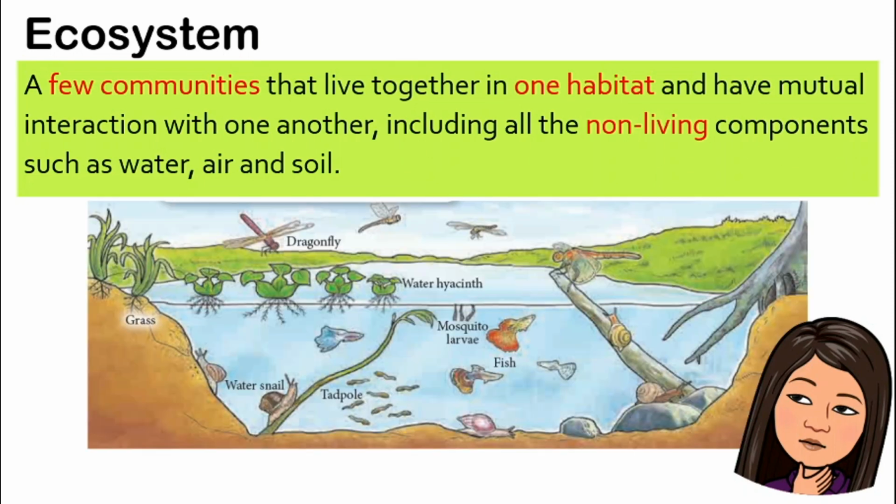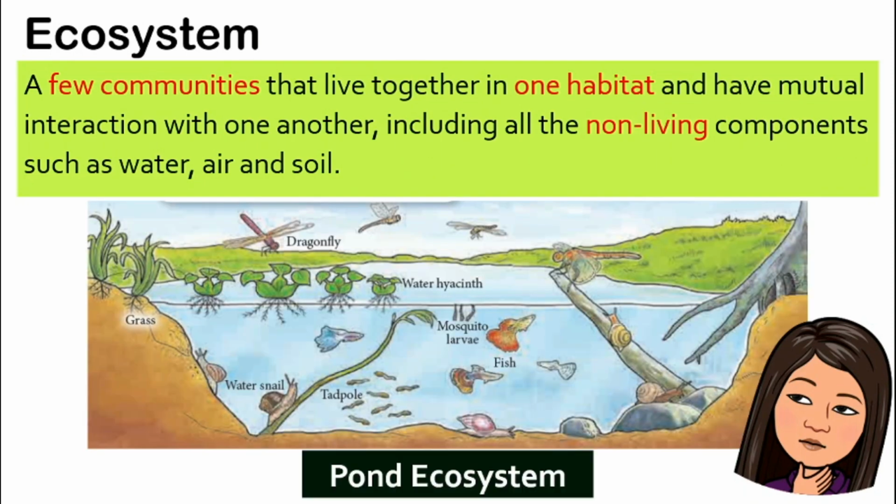So, an example will be a whole pond ecosystem. So over here you have a whole community of different populations, and you also include the water, the soil, the air, the sunlight. So this whole thing, including the non-living things, is called a whole one ecosystem of the pond.